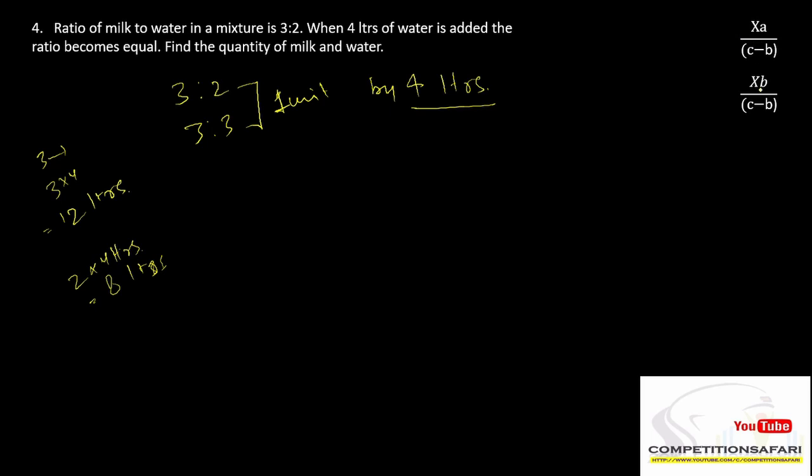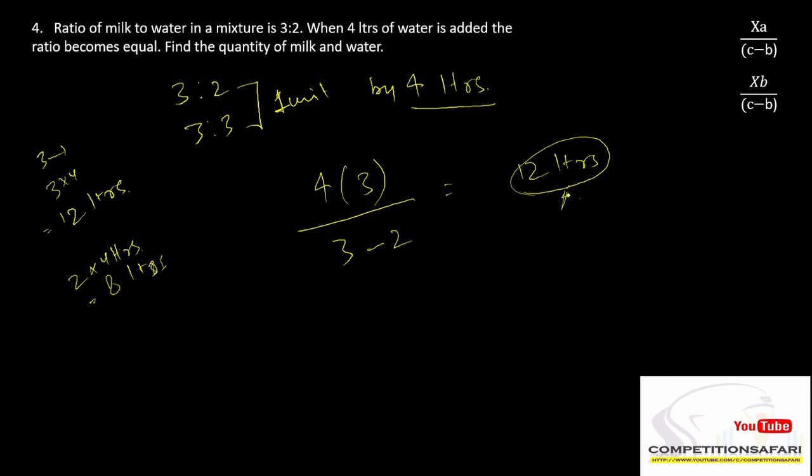We can also use a direct formula for this, which is x times A upon (C minus B). Let's put this into use. X is our water added, so 4 times A, which is 3, upon C minus B. C is again 3, so 3 minus B. B is 2, which gives 12 liters. So you got the quantity of milk. Here you can further find the quantity of water by using this formula as well. Next question.